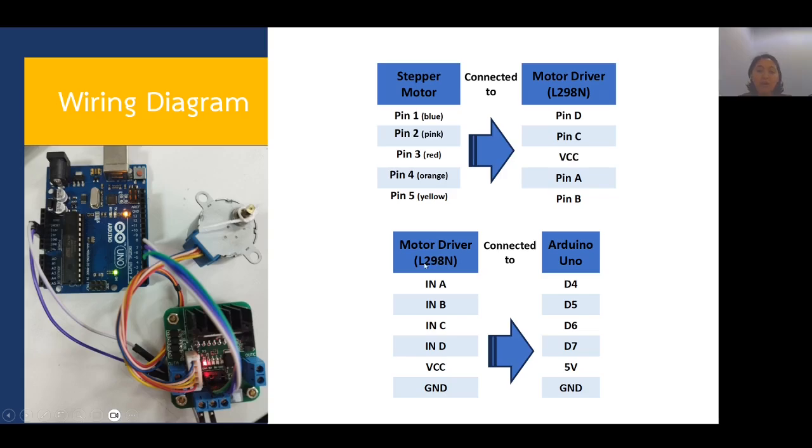And after that, from the motor driver to the Arduino Uno: pin IN A of the motor driver is connected to pin D4 of the Arduino Uno, and then pin IN B of the motor driver is connected to pin D5 of the Arduino Uno, pin IN C of the motor driver is connected to pin D6 of the Arduino Uno, pin IN D of the motor driver is connected to pin D7 of the Arduino Uno, and then pin VCC of the motor driver is connected to the 5-volt pin of the Arduino Uno, and then pin ground of the motor driver is connected to the ground pin of the Arduino Uno.